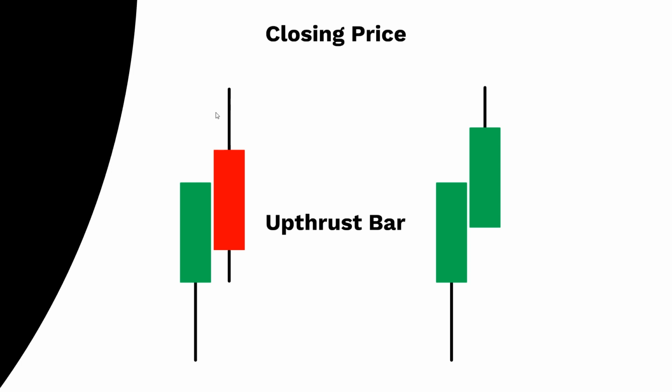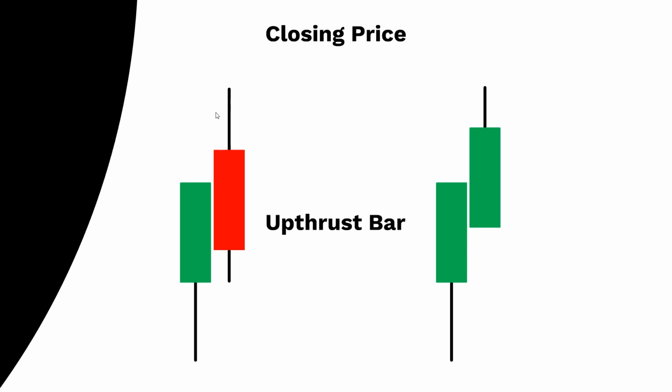Well, an upthrust bar, as the word says, is a bar that closes above the highs of the previous one. And this will give us an understanding of what is going to happen next, whether a pullback or whether a trend is still going ahead, either bullish or bearish.